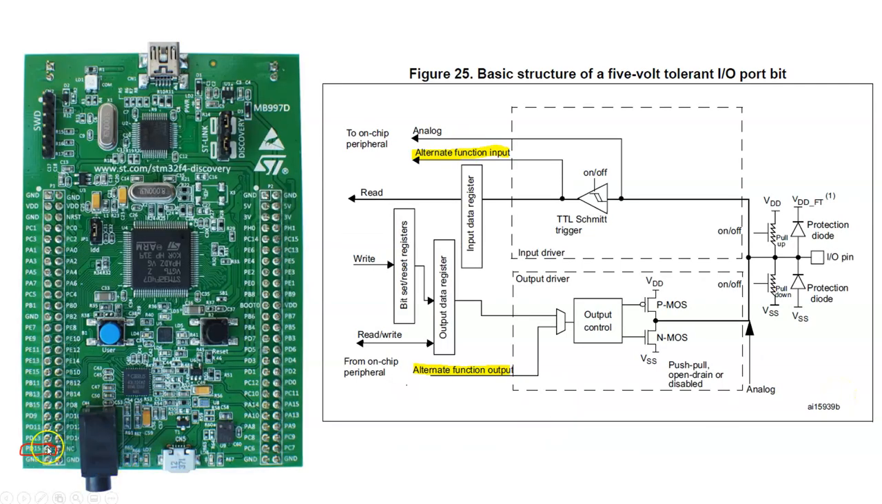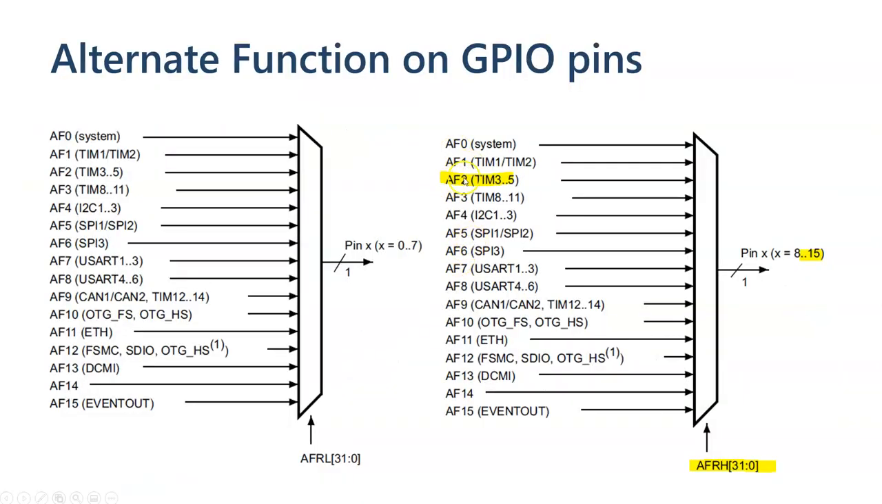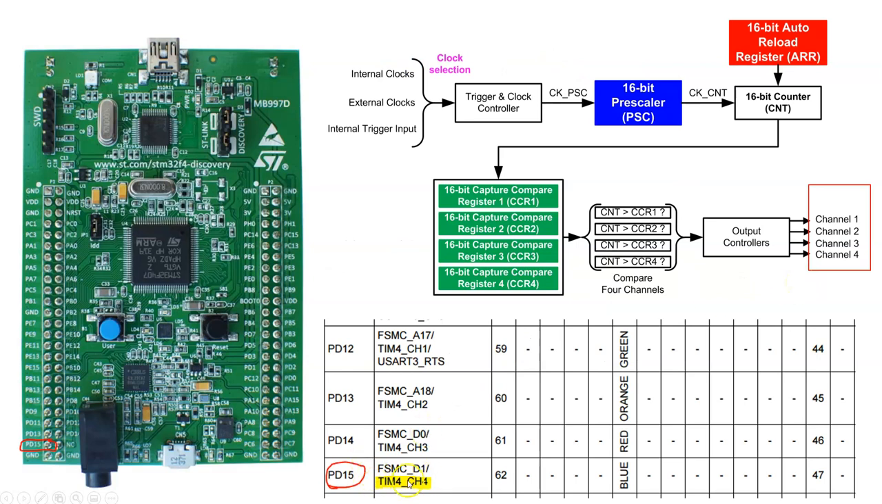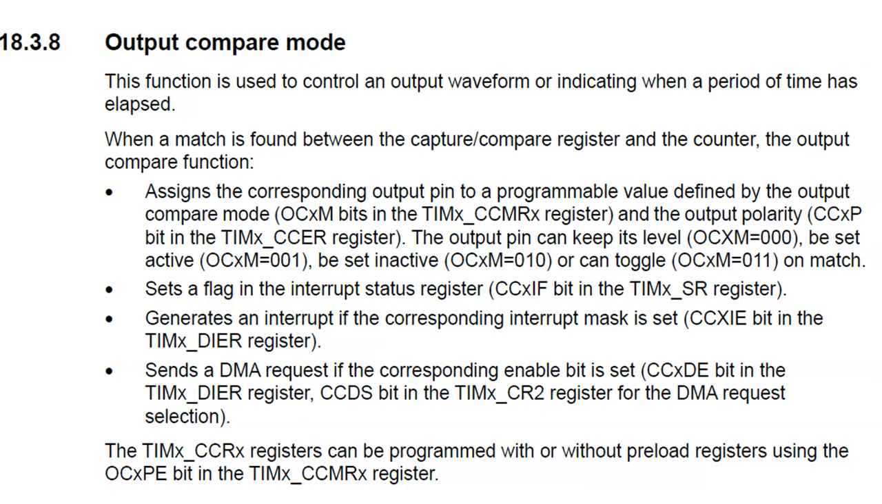So port D pin 15 is right here. This pin right here is the thing that I just highlighted in the reference manual figure. And this is alternate function 2 in the multiplexer that we just talked about. Okay, and this is from the data sheet that we just talked about as well. So we have a way to allow timer 4 channel 4 to show up and be visually represented on the blue LED. Okay, how do we do that? And that is called output compare.